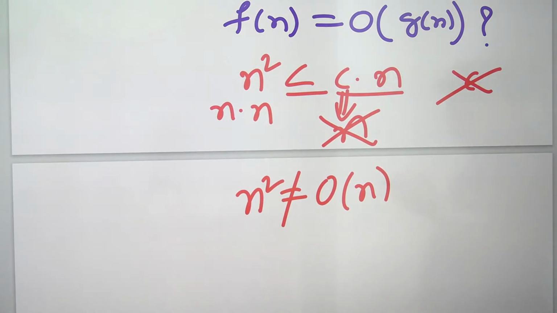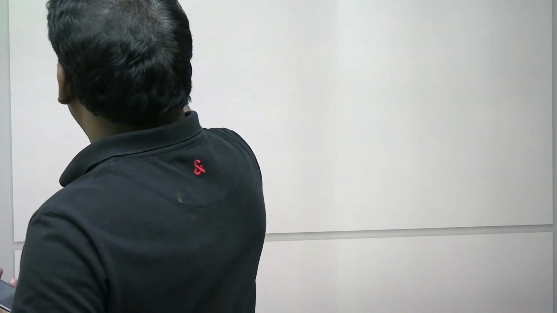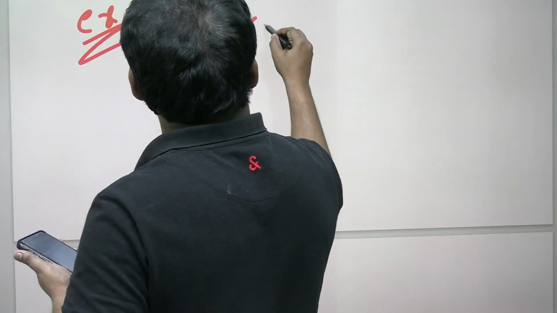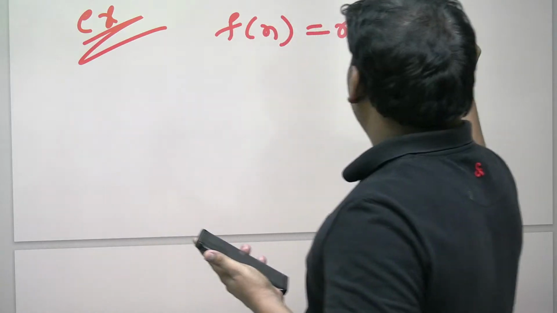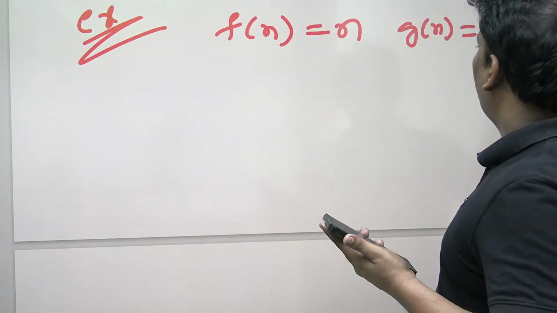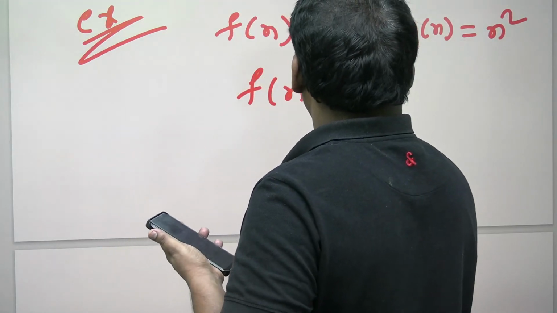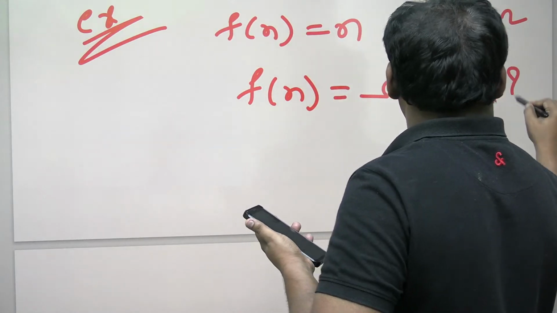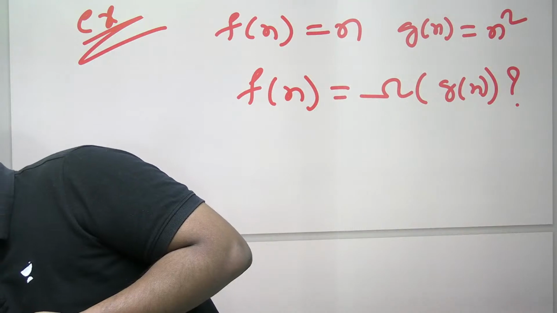So try one more problem. This problem also you can try. Next example: f of n is equal to n, g of n is equal to n square. I want to prove f of n is omega of g of n. Can you prove it? Try this problem.